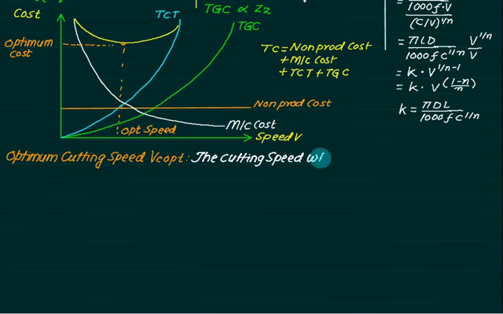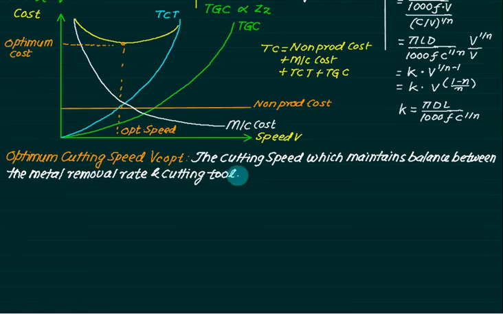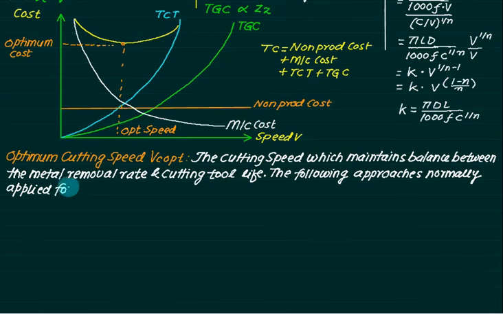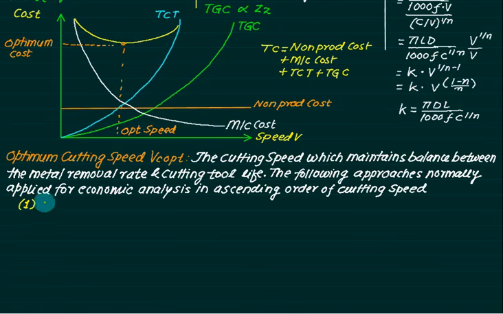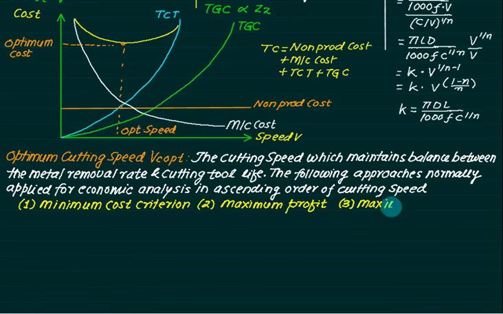So let's first define the optimum cutting speed: the cutting speed which maintains the balance between the metal removal rate and the cutting tool life. Now we have to discuss whether we are interested in minimum cost, maximum profit or maximum production rate. Therefore we have 3 approaches for the economics. The following approaches are normally applied for economic analysis, in ascending order of cutting speed. The first criterion is the minimum cost criterion, where the cost involved in the production shop should be as low as possible. The second is maximum profit, and thirdly we have maximum production rate.